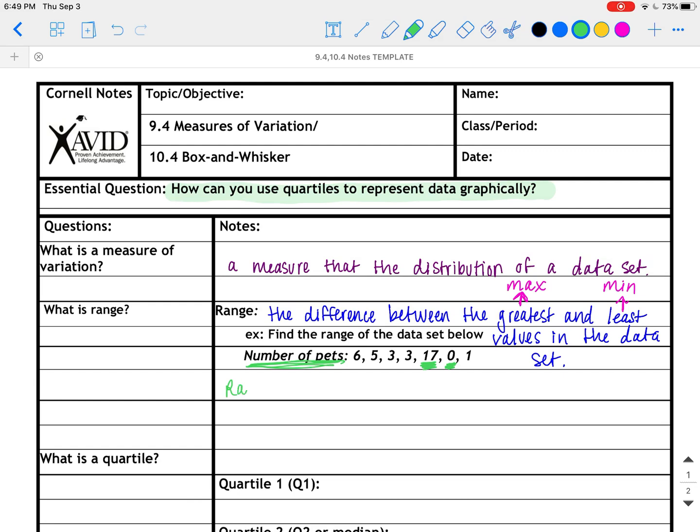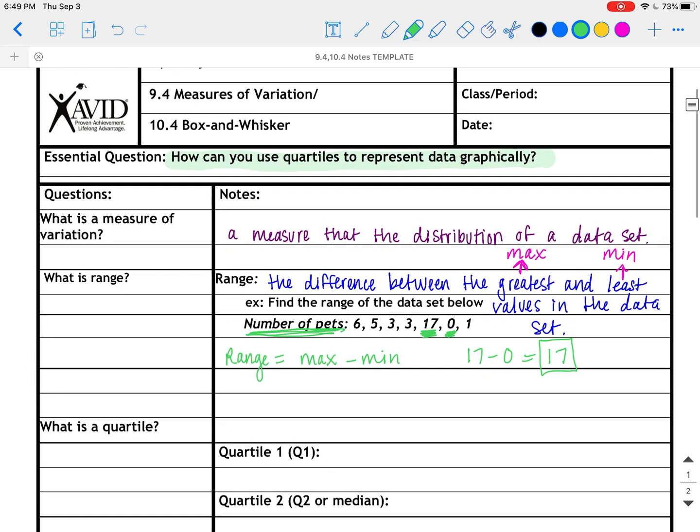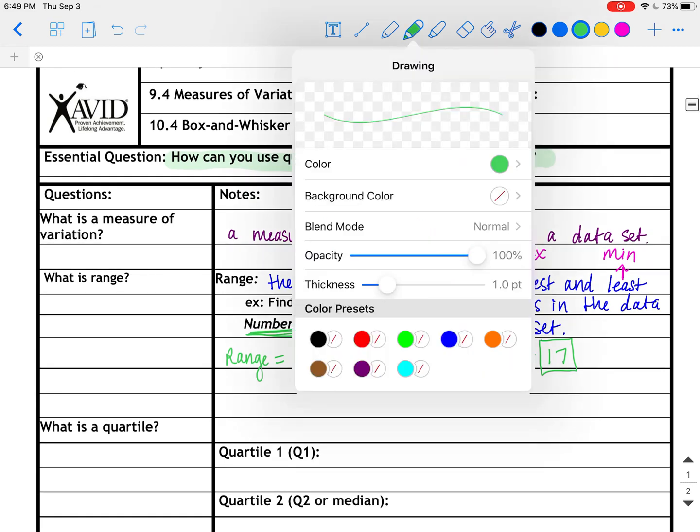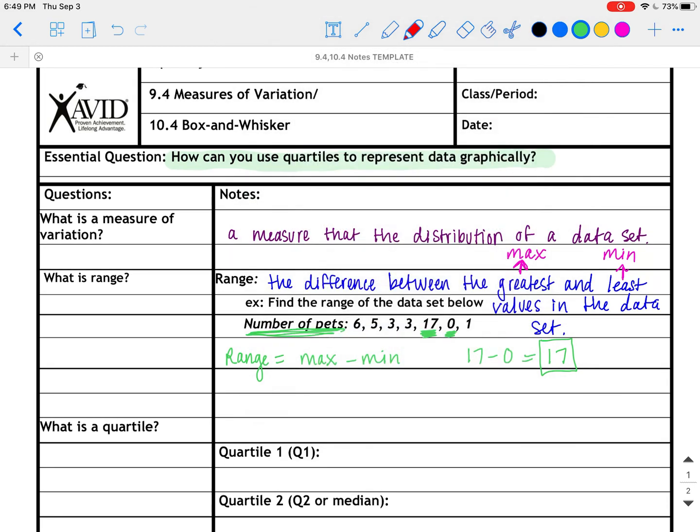So our range equals our max minus our min, and we'll just plug in those values. So the range is equal to 17 minus 0, which is pretty easy math and just equals 17. So that's one example of finding the range. Now that we have an idea of range, let's go ahead and move on to one of our next big topics, which is something called a quartile.